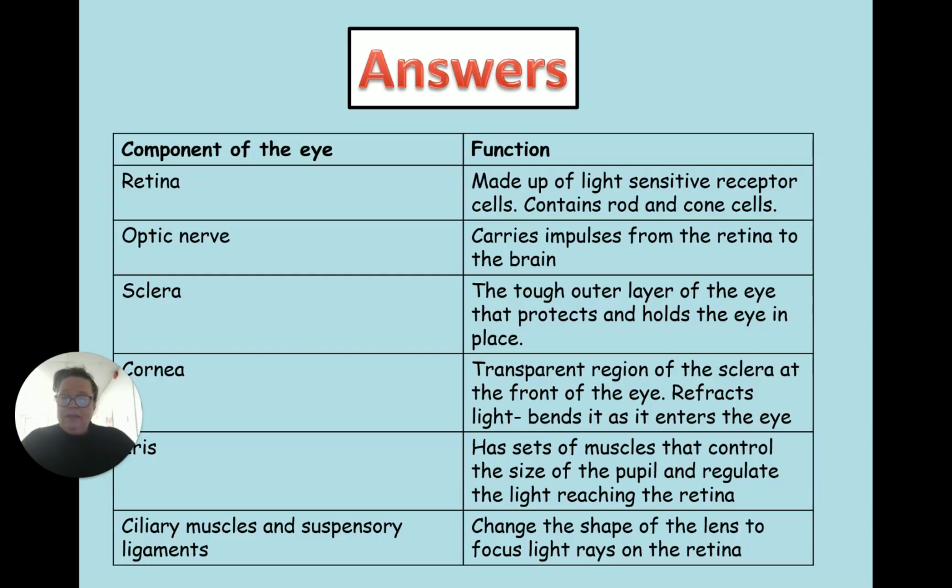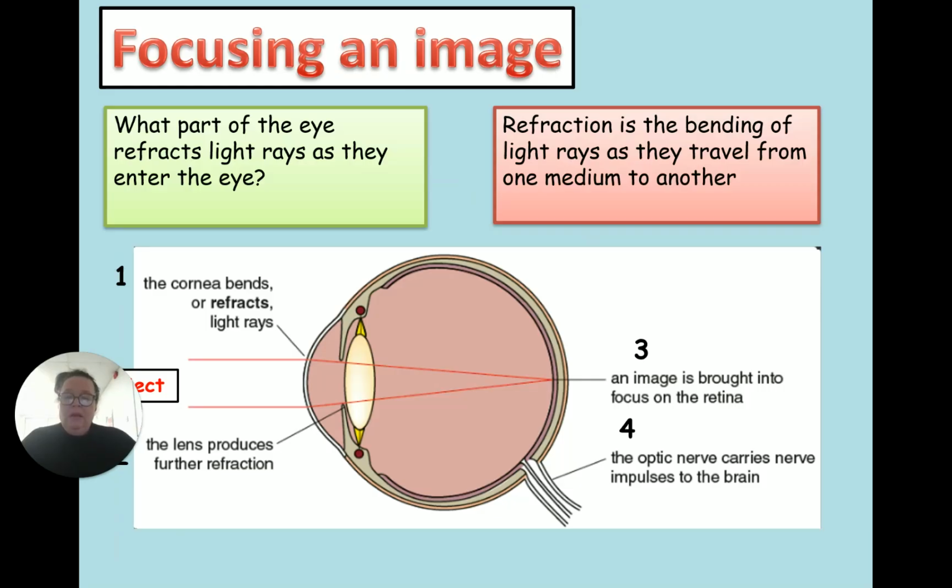And so let's have a look at the next bit. Okay, so in order for us to see something or focus an image, it's all about the lens here. Okay, this oval shape, this is our lens. And the thing about the lens is it can get shorter or fatter, or it can get longer or thinner. And we talk about how it changes in a second.